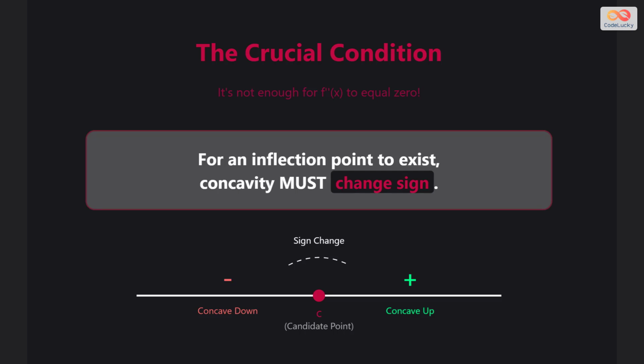This is the most important part. Finding where the second derivative is 0 is not enough. You must verify that the sign actually changes. You need to check the intervals before and after your candidate point. If the sign switches from positive to negative or negative to positive, you have found an inflection point.